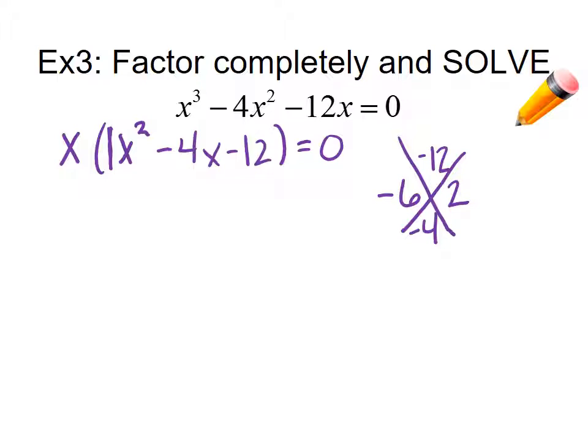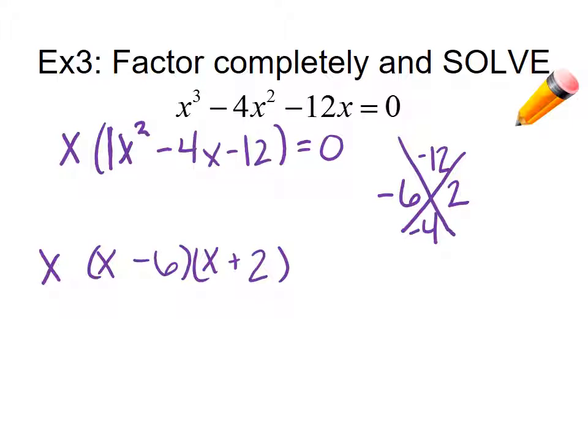So let's check my answer. -6 times 2 is -12. -6 plus 2 is -4. Remember what this means is, because my leading coefficient is 1, those factors jump right into the parentheses. I can skip those middle steps.